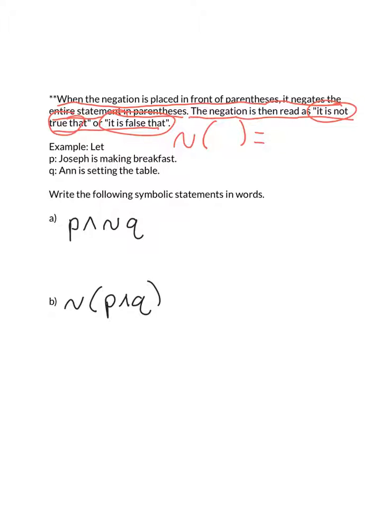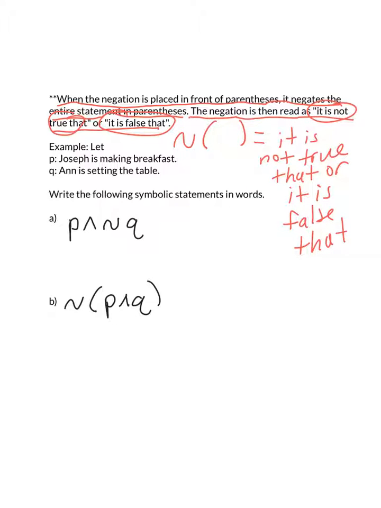So negation symbol, that squiggle in front of parentheses, equals "it is not true that," or you could say "it is false that." Same going backwards. If you see the phrase "it is not true that" or "it is false that," and they ask you to use math symbols, you will put that negation symbol in front of parentheses rather than in front of a letter. So looking at our example, it already assigns letters for us.